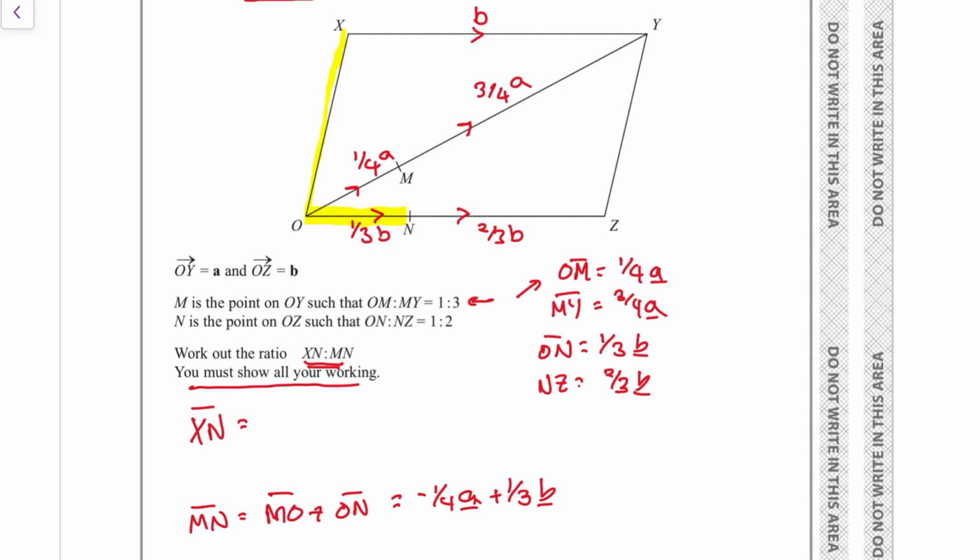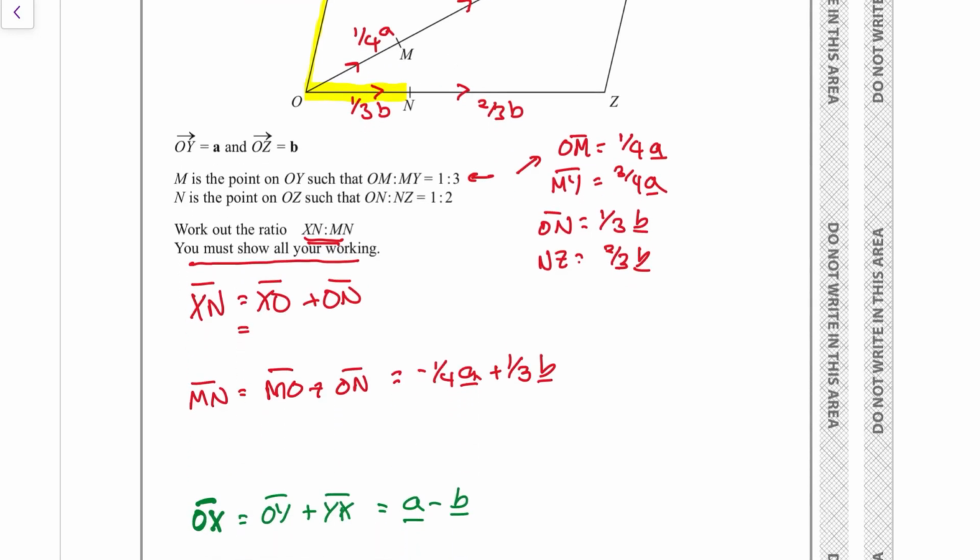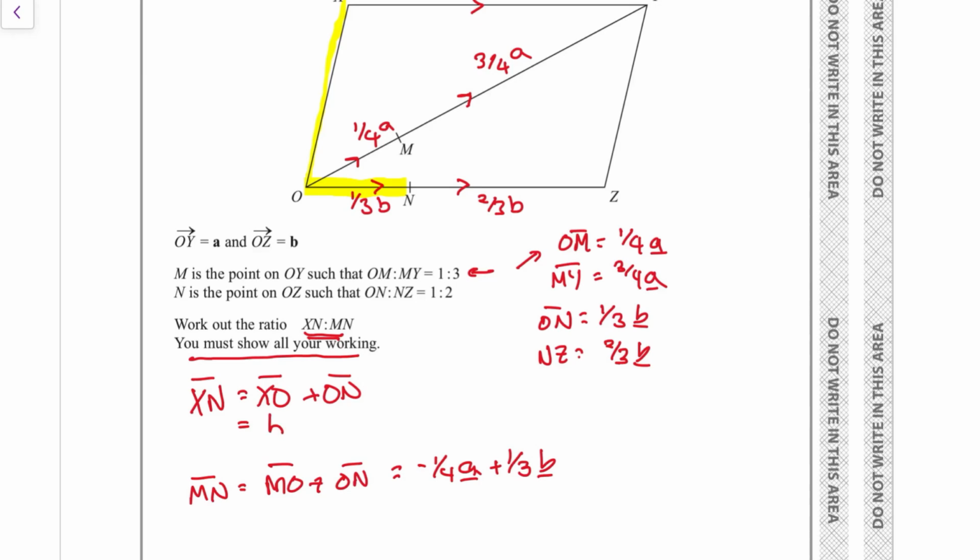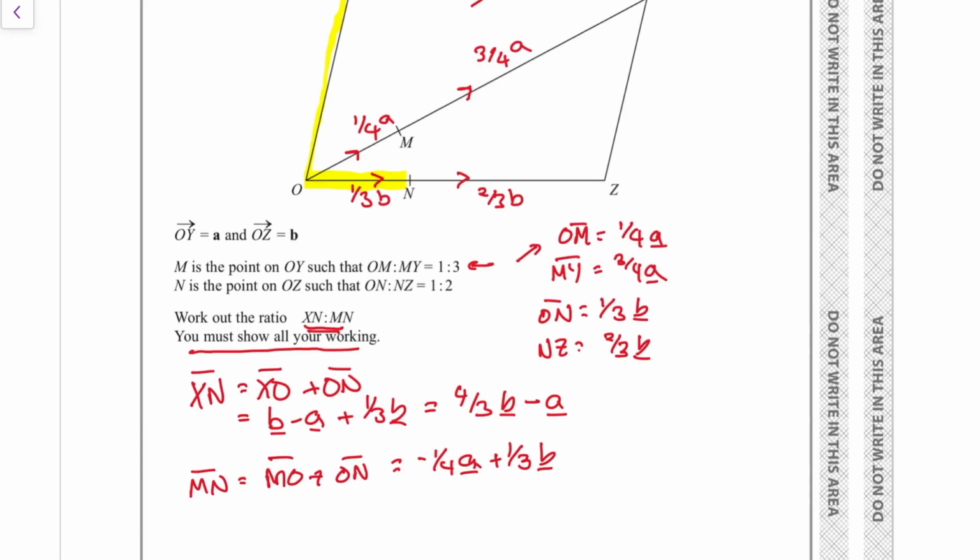So therefore, going back to X to N, I can say X to N is going to be X to O, which is the opposite of what I've just done, plus O to N. And X to O is the negative of what I've just done, so it's B minus A. And then I'm adding on O to N, which is 1/3 of B. And let's tidy this up. So that's going to give me, well, B plus 1/3 is 4/3. So that's 4/3 of B minus A.